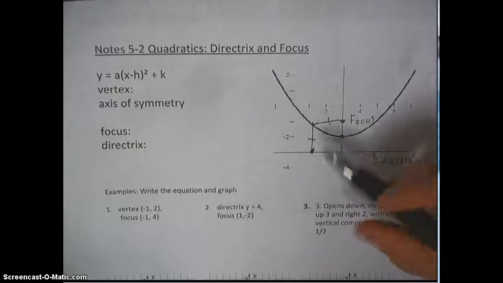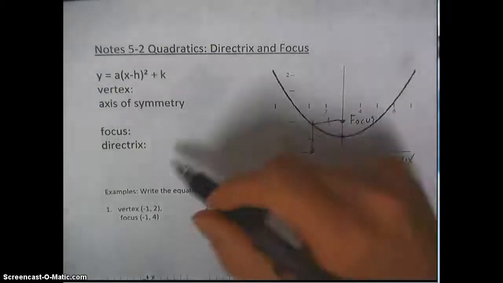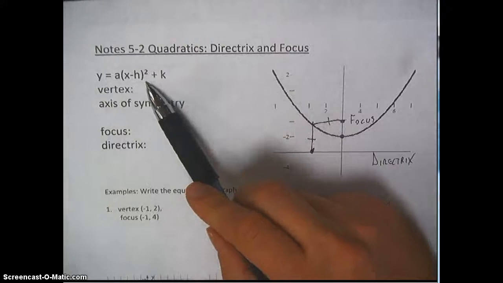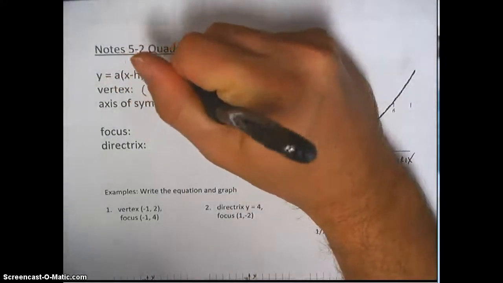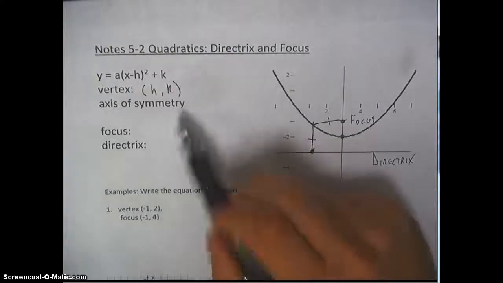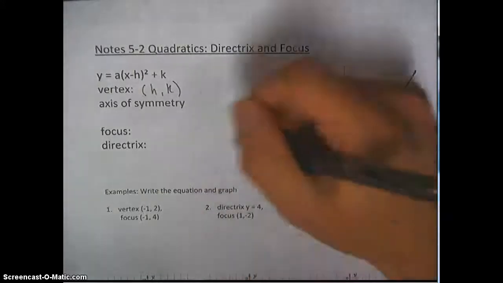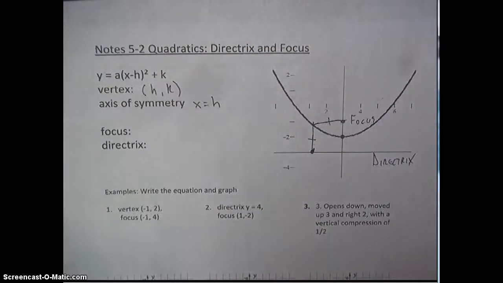And I'm going to tell you how to find these points, the focus, and this line, the directrix. Well, if something's already in vertex form, you know what the vertex is. It's just h, comma, k, like that, in that equation. And you know what the axis of symmetry is too. It's just x equals h, like that.